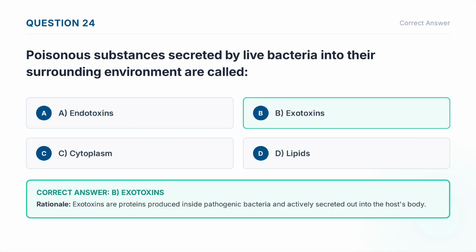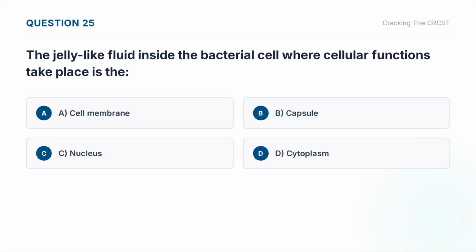Correct answer, B. exotoxins. Rationale: Exotoxins are proteins produced inside pathogenic bacteria and actively secreted out into the host's body. Question 25. The jelly-like fluid inside the bacterial cell where cellular functions take place is the A. cell membrane, B. capsule, C. nucleus, D. cytoplasm.